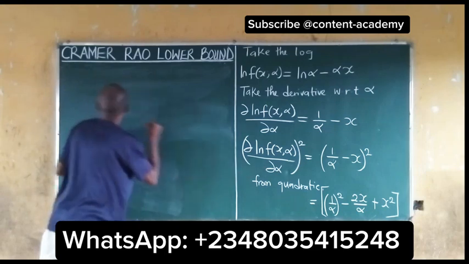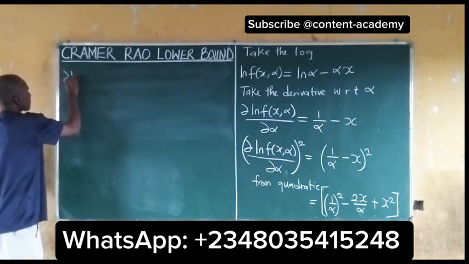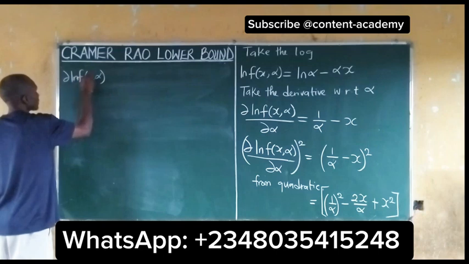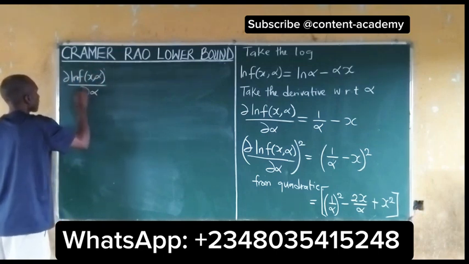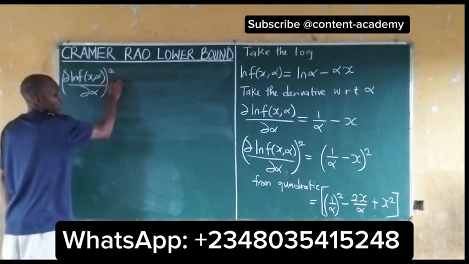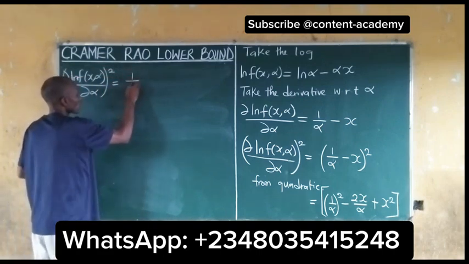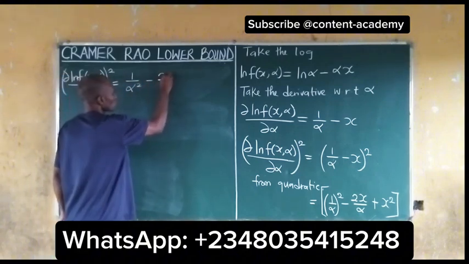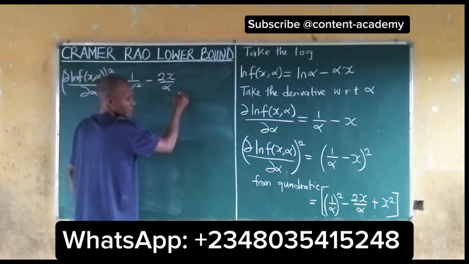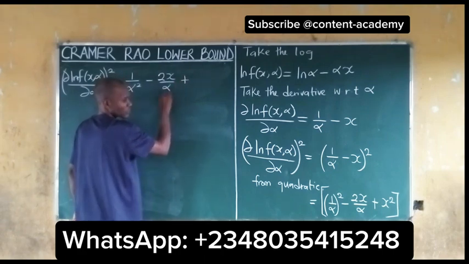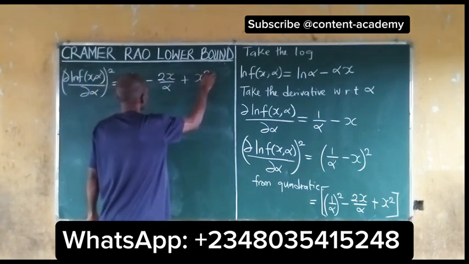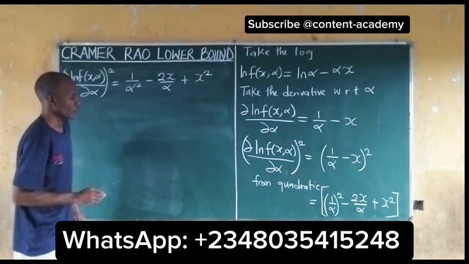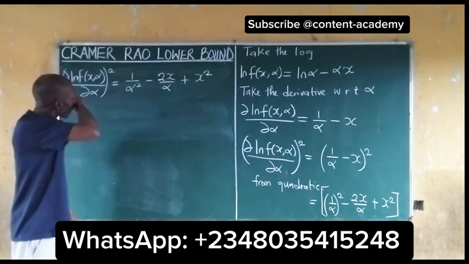So we now open this. That is, the differential log of f of x, alpha, squared is equal to 1 over alpha squared minus 2x all over alpha plus x squared. So this is what we get.